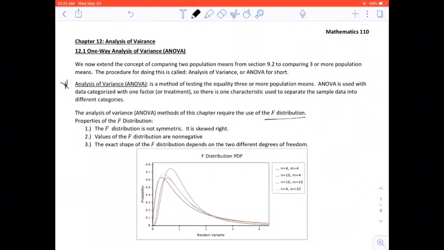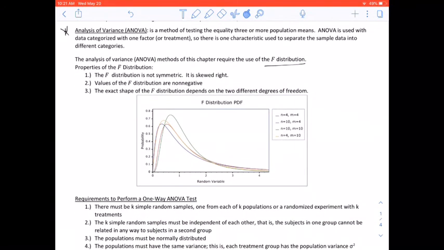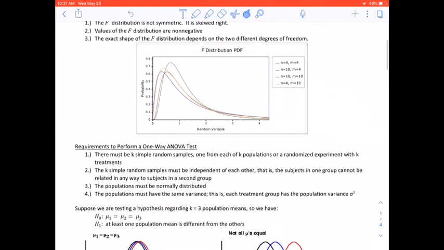Properties of the F-distribution. One, the F-distribution is not symmetric. It is skewed right. Two, values of the F-distribution are non-negative. And three, the exact shape of the F-distribution depends on two different degrees of freedom. So you can look at the F-distribution in the diagram shown.